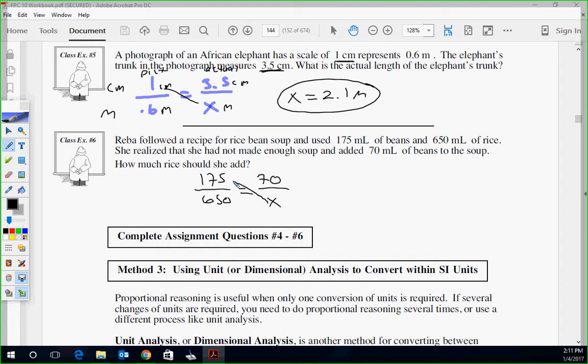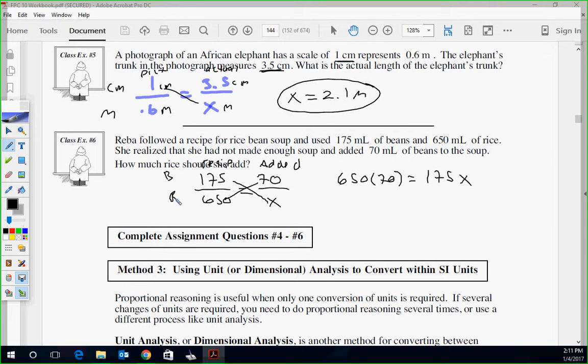So now we just cross multiply. Okay, 650 times 70 equals 175x. So this is the recipe. That's the recipe. This is the added. This is beans. This is rice. So everything's related: beans, rice, the recipe, the added amount.